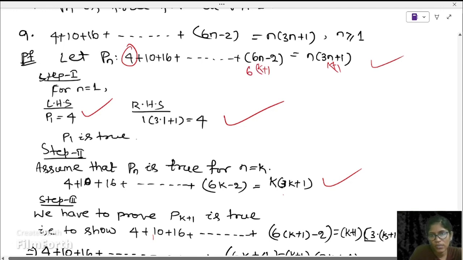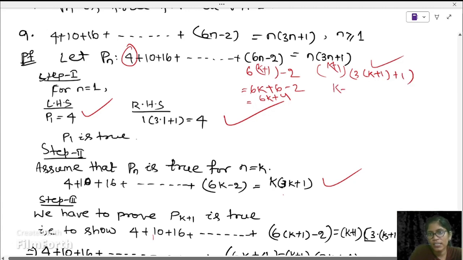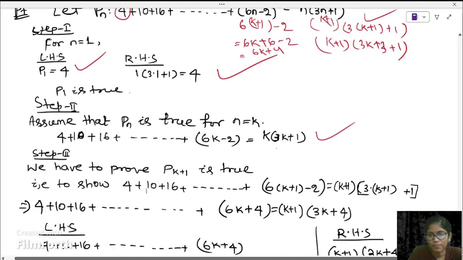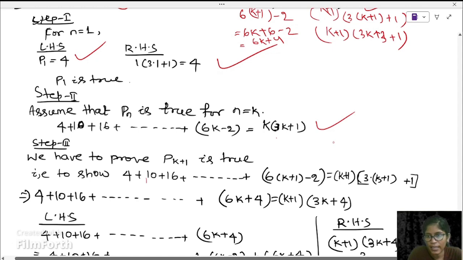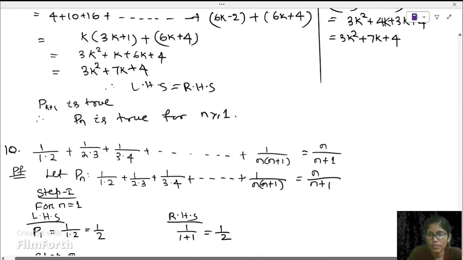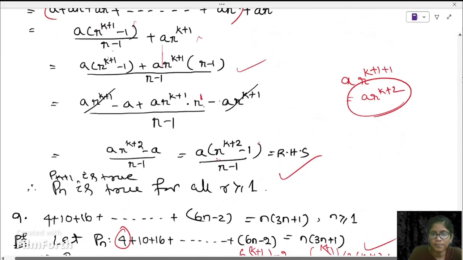That means 6 into k plus 1 minus 2, which equal to 6k plus 6 minus 2, which will be 6k plus 4. Right hand side, k plus 1 into 3 into k plus 1 plus 1, okay, which equal to k plus 1 into 3k plus 3 plus 1, which equal to 3k plus 4. Okay, let's check, k plus 1 into 3k plus 4. Okay, here equal to 6k plus 4. Now left hand side, simplifying this.